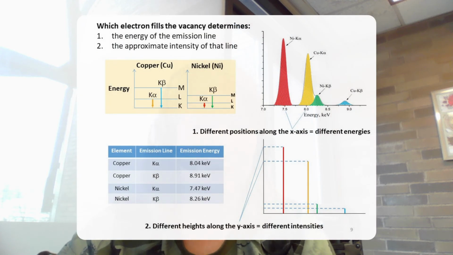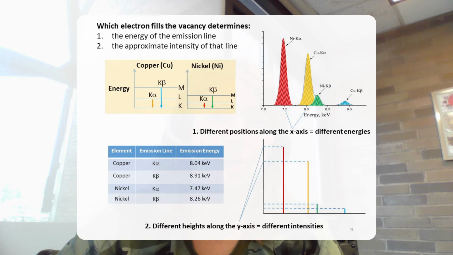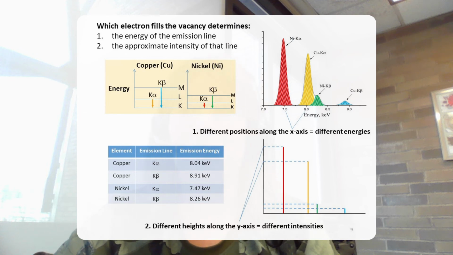By filling each peak, I hope to show you that each peak results from the accumulated detection of the many thousands of emitted X-ray photons from thousands of separate atoms. You may be wondering why the heights, or the intensity, of each peak is not the same. Notice that the K alpha peaks are taller than the K beta peaks.